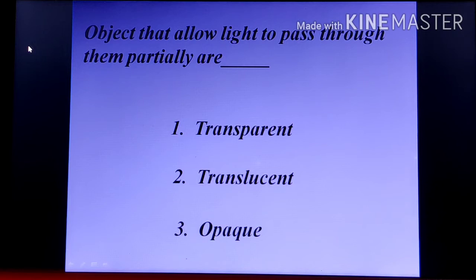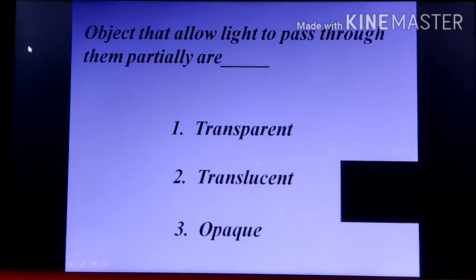Next question is, objects that allow light to pass through them partially are. Option number 1 is transparent. Option number 2 is translucent. Option number 3 is opaque. And your time starts now.